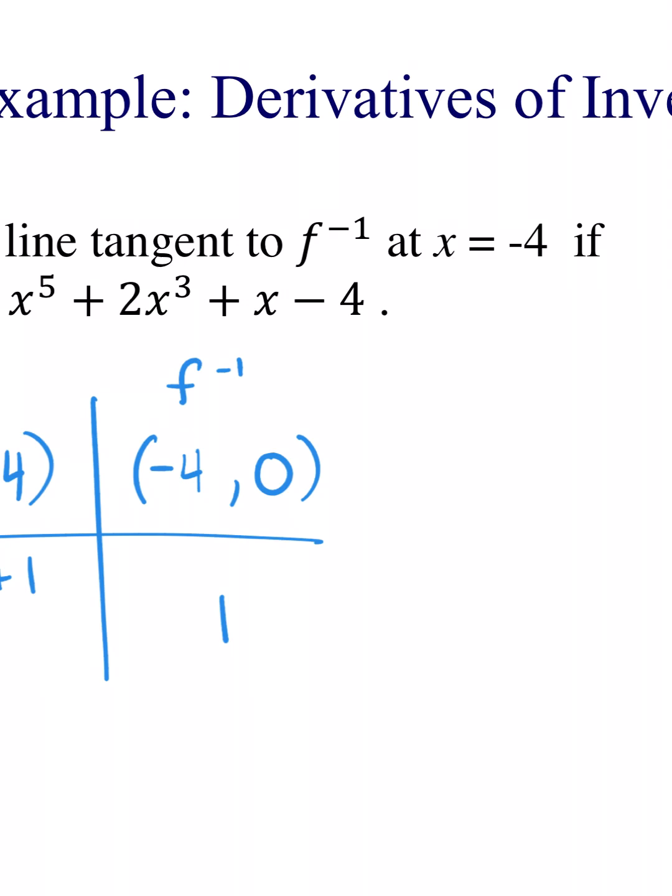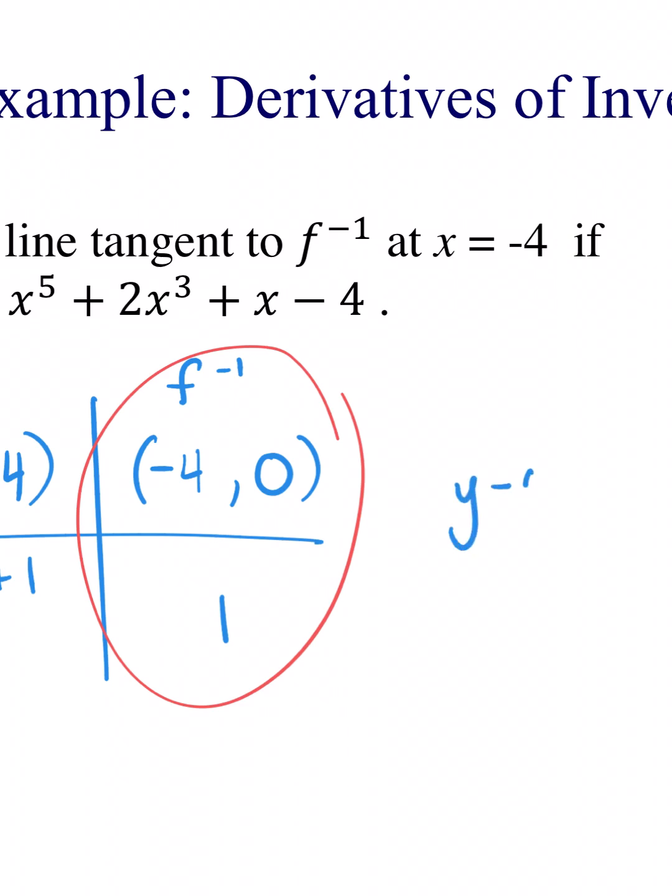Have I answered the question? No. Write a tangent line, which means I need to use a point and a slope. Which point and which slope? For the f inverse. Okay, I'm going to use this point and that slope. And so I have y minus 0 equals 1 times x plus 4. In other words, y equals x plus 4. And that is my tangent line to the inverse at that point.